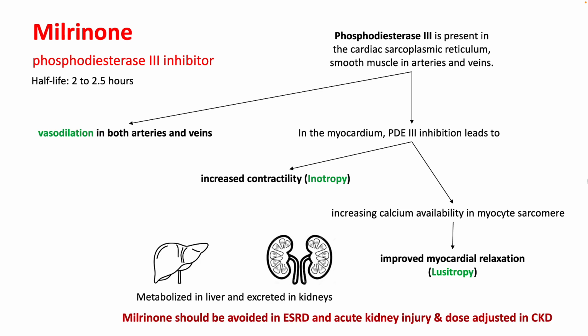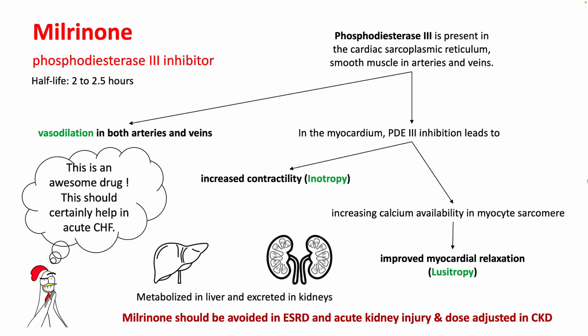It is metabolized in the liver and excreted in the kidneys, so it should be avoided in ESRD patients and acute kidney injury, and dose adjusted in CKD patients.